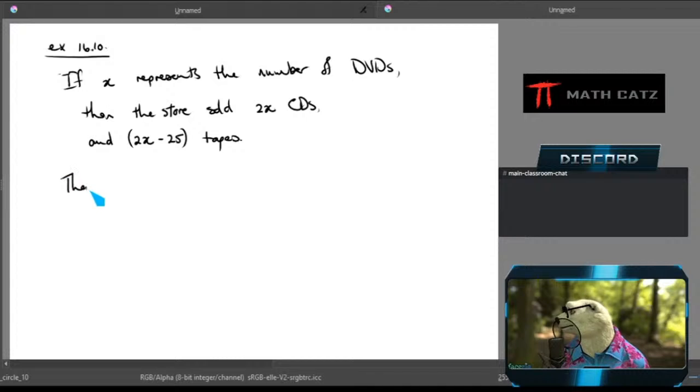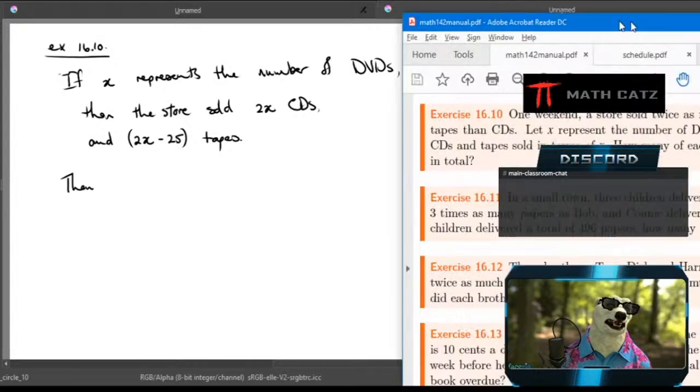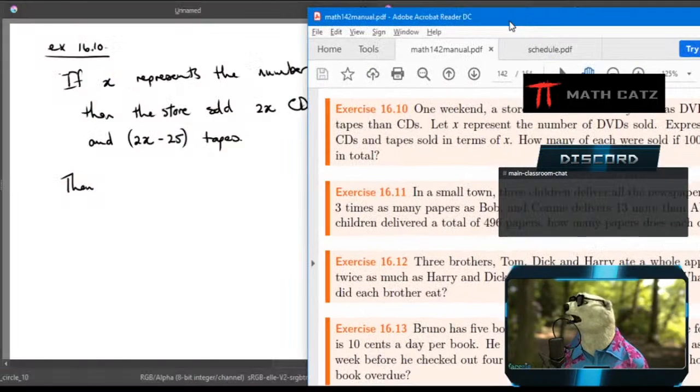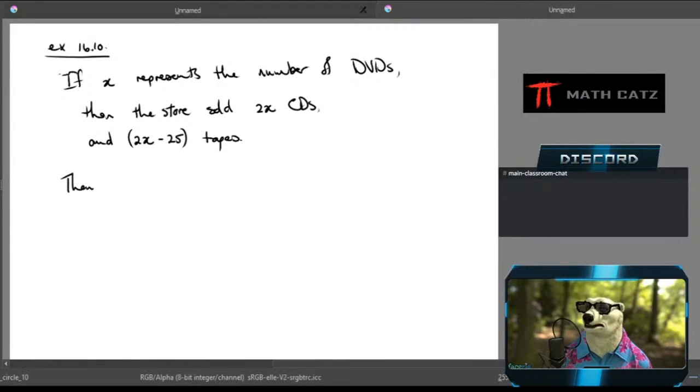Then they say there is 100. Oh, this is actually part of the question in this case. I do have to check the question carefully, right? They say express the number of CDs and tapes sold in terms of X. So I kind of had to do that. But anyway, it wasn't just for myself. Okay. Then they say they sold 100 items in total. So obviously, if I add up the number of DVDs, CDs, and tapes, I should get 100.